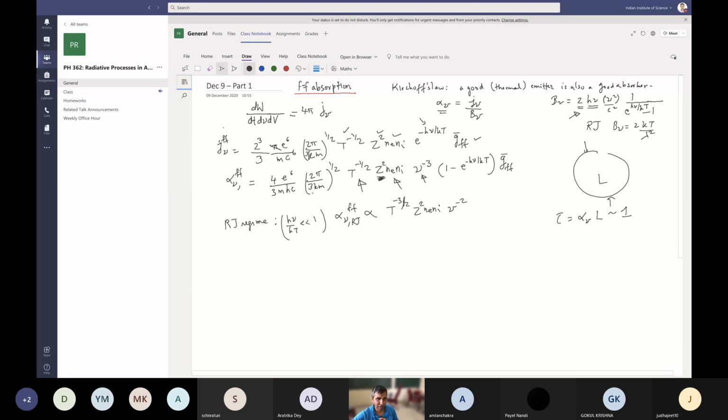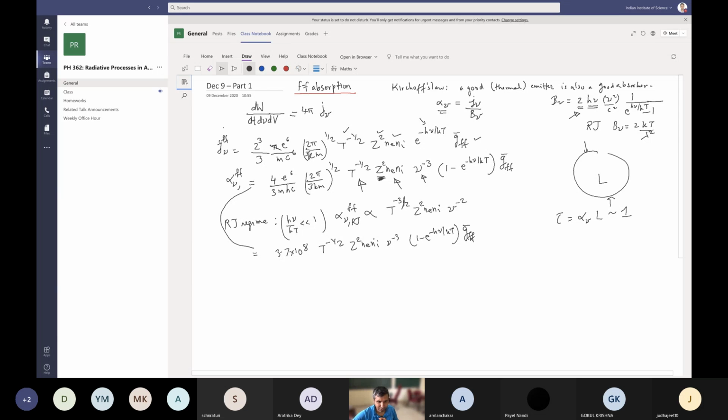And you have this expression for alpha nu. The numbers are actually given in the book. In fact, since I'm writing it here, let me just write this again. This is 3.7 times 10 to the 8, t to the minus a half, z squared ne ni nu to the minus 3, 1 minus e to the minus h nu by kt, gff bar. So this is the numerical value.